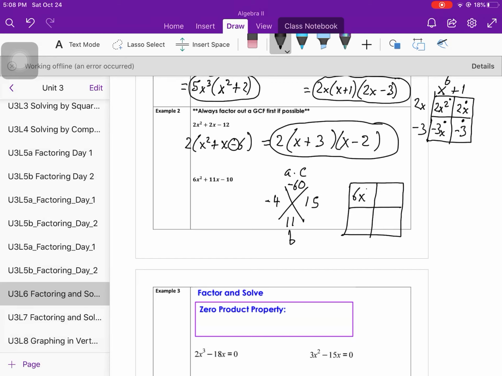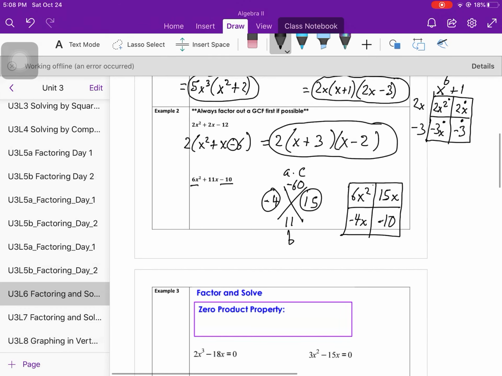Okay, so we're going to make our box here. First box is 6x squared. Last one is negative 10, which we get from there. And then these are the sides: negative 4x and 15x. I like to go left to right first for doing my GCF. So 6x squared and 15x, both of them we can actually take a 3 out of, and an x. Now I'm going to do the bottom two.